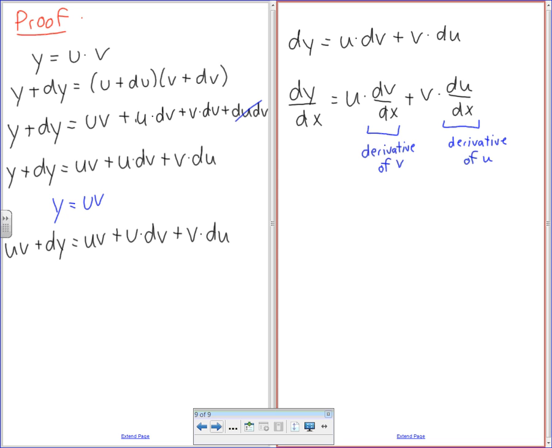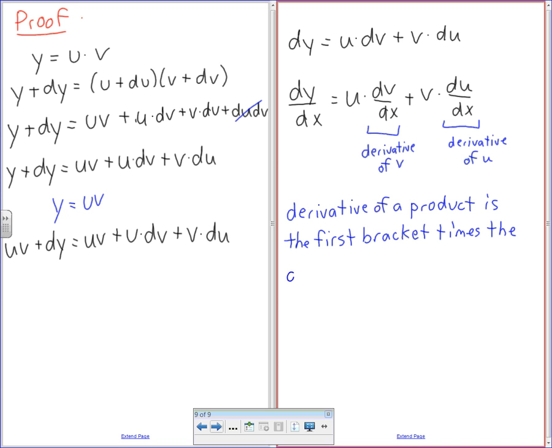Plus the second function times the derivative of the first. So the derivative of a product is the first bracket times the derivative of the second, plus the second times the derivative of the first.